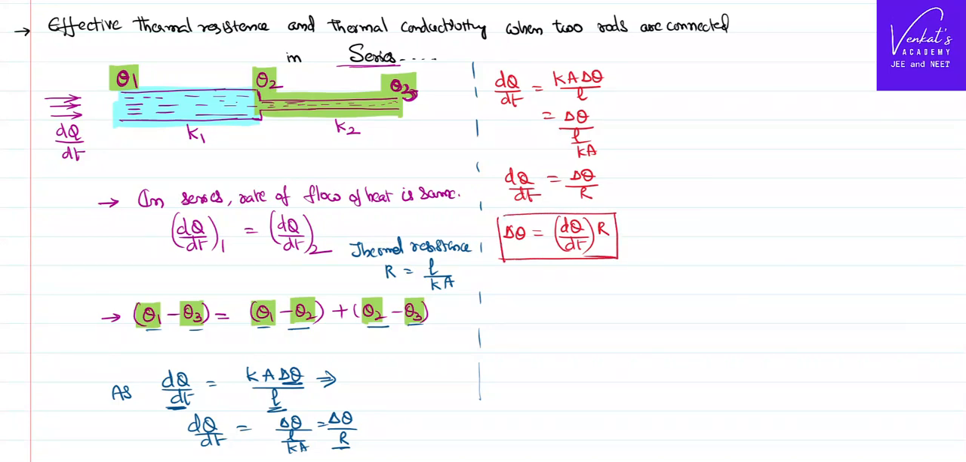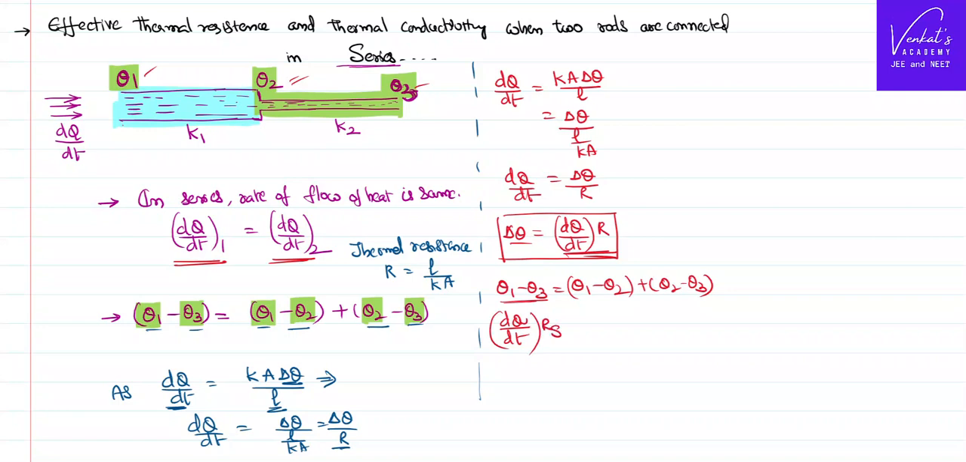Now let us use this relation. We know the temperature difference across the first rod is theta 1 minus theta 2, and the temperature difference across the second rod is theta 2 minus theta 3. But as I told you, dQ by dt is the same. So theta 1 minus theta 3, the total delta theta, can be written as dQ by dt multiplied by the total resistance of the system. You can call the total resistance R series.